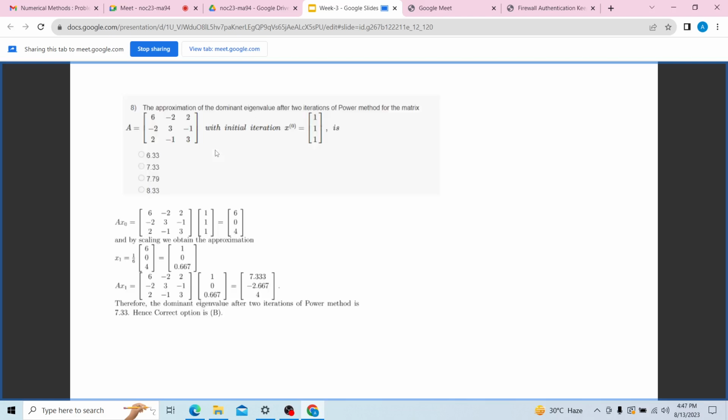Okay. Now in question number 8, for this you have been asked for only one iteration of power method for this matrix. You just need to find the dominant eigenvalue only for one iteration. So after one iteration, you'll get Ax naught equals 604, and after scaling, you'll get this matrix. After first iteration, that is Ax1, you will get 10 and 0.667.